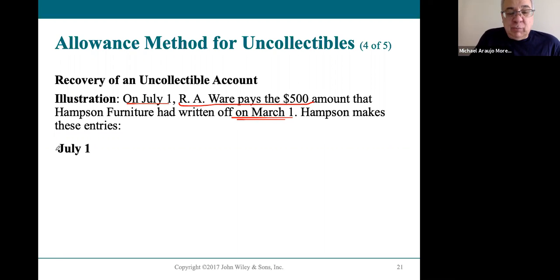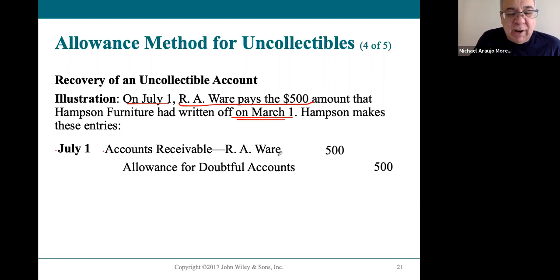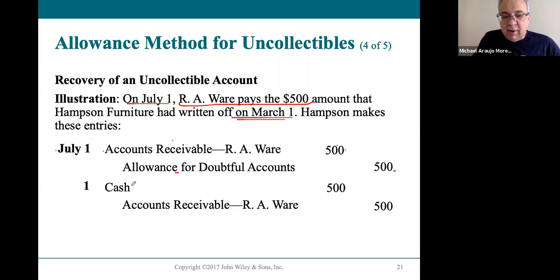So what do they do? Well, they're happy to take his money, but before they can, they have to reestablish his account. So they'll put R.A. Ware's account back in the receivable. So they'll reestablish his $500 account in accounts receivable and put that money they used back into the allowance account for the next schmuck they identify who didn't pay him. And then they'll grab those 5 Chris Benjamins and debit their cash and credit accounts receivable. Because this is what we want to happen to accounts receivable. We want our accounts receivable to turn into cash, right? That's the whole goal.